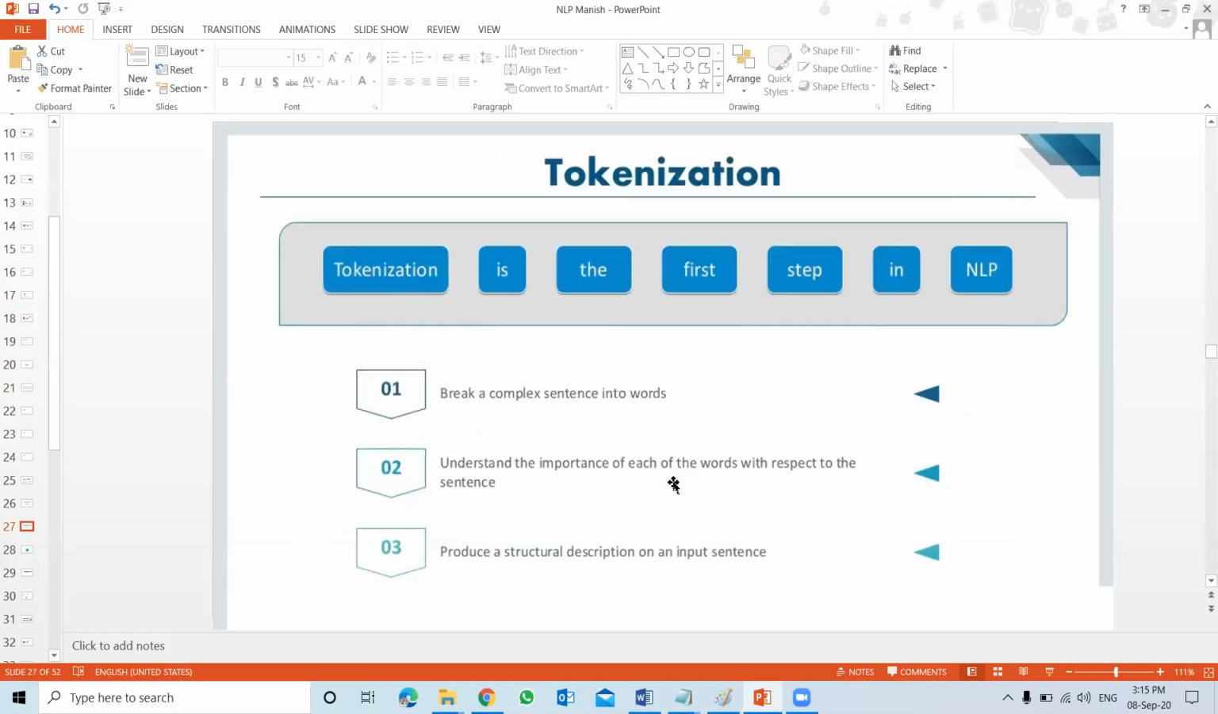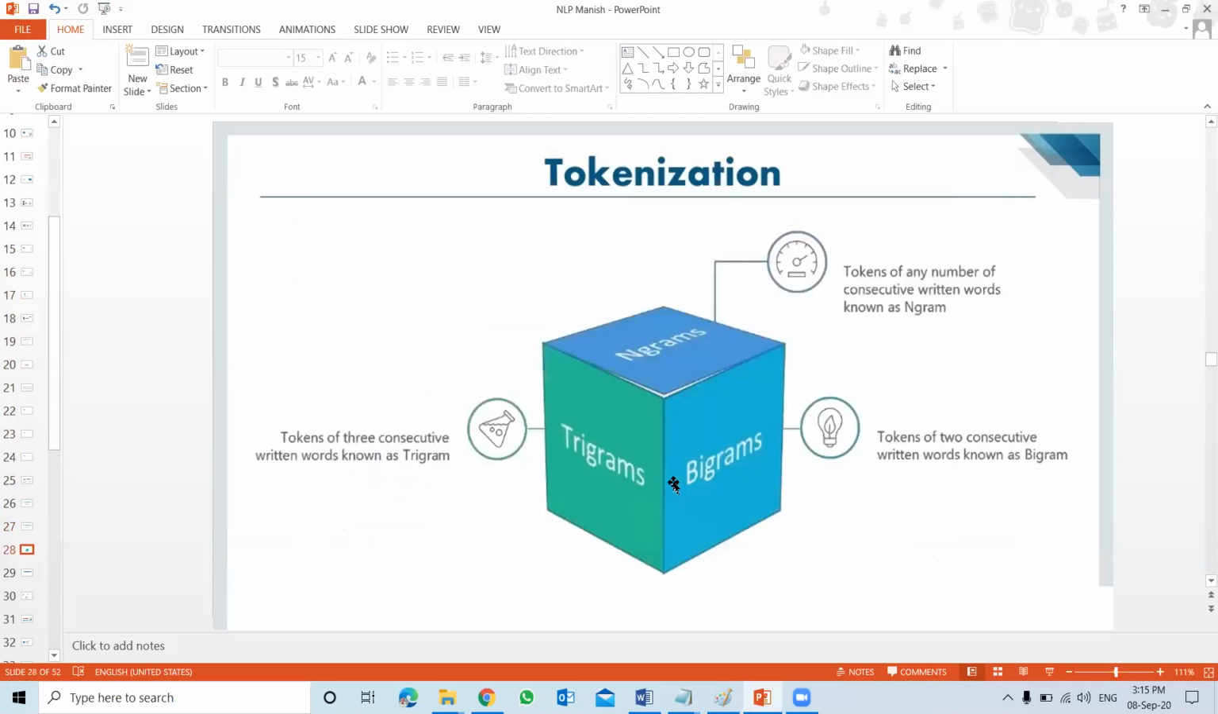Yeah, so here we can convert. Tokenization is the first step in NLP. So guys, we have three different types of values in tokenization, called unigram, bigram, trigram, as well as n-gram. Bigram means we take two consecutive words, and trigram, we are talking about three keywords. N-gram means we can take any number of keywords.